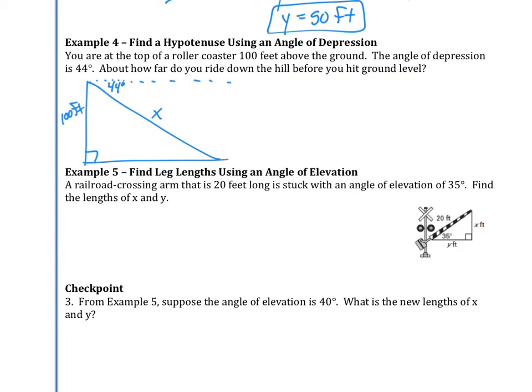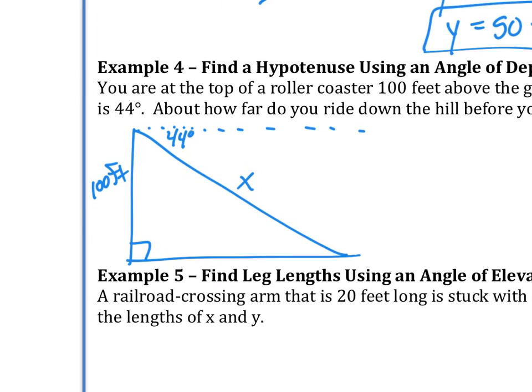Okay, well, that's a right angle there. So what we'll do here is, if this angle up here is 44 degrees, that would make this angle 46 degrees. Because together these two would add up to 90. So 44 plus 46 is 90. So we're using this 46 degree angle. X is the hypotenuse. 100 feet is the adjacent side.